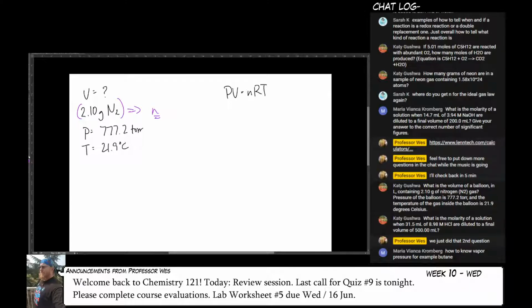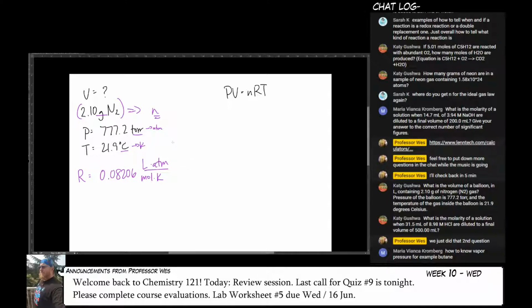Now, it's important to note that R has this value, but it has these units. And so we have to make our units match. So we have grams, which doesn't match moles, so we got to turn grams into moles. We have torr, which doesn't match atmosphere, so we got to turn that into atmosphere. And then we have Celsius, which doesn't match Kelvin, so we got to turn that into Kelvin.